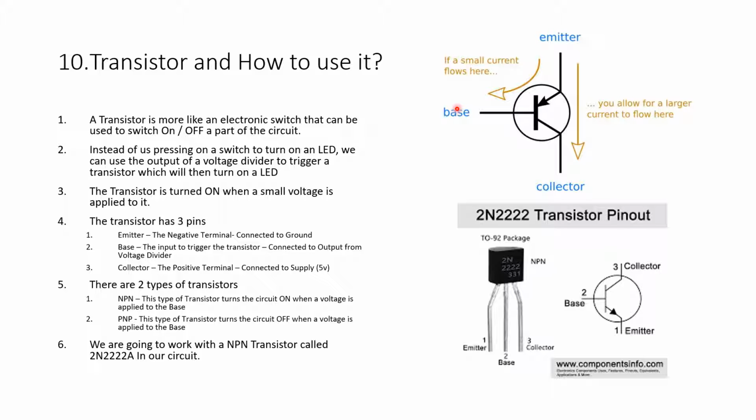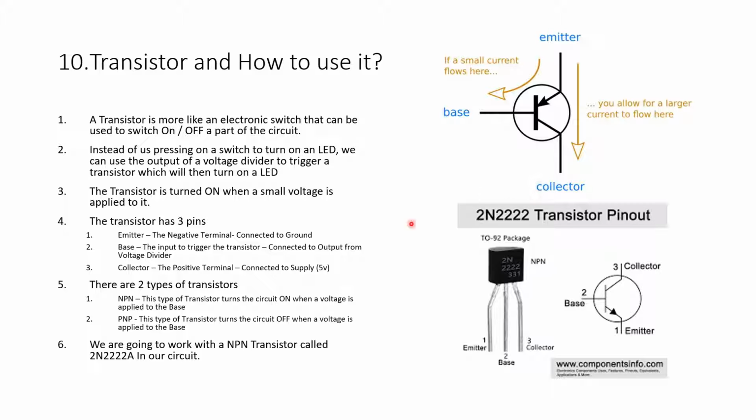Now what we're going to do is take the V out from our voltage divider and give it to the base, and then place an LED circuitry here. So the LED will get triggered when the base is triggered by the V out. Instead of us pressing a switch here, we're going to use a sensor to trigger this. That's what we're going to do.